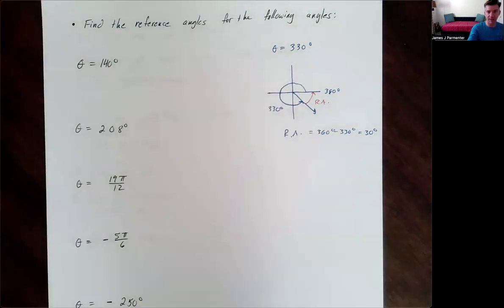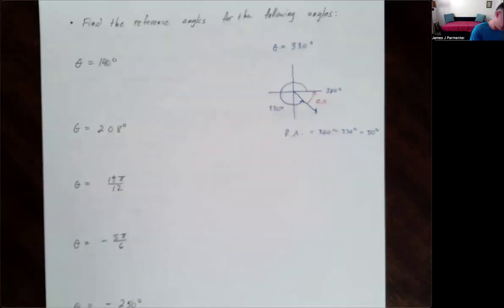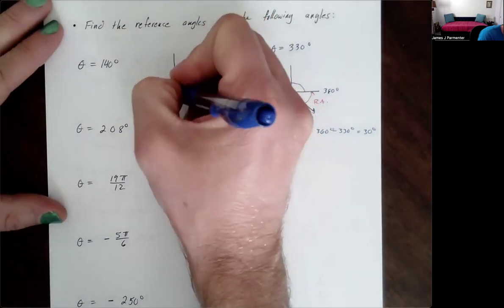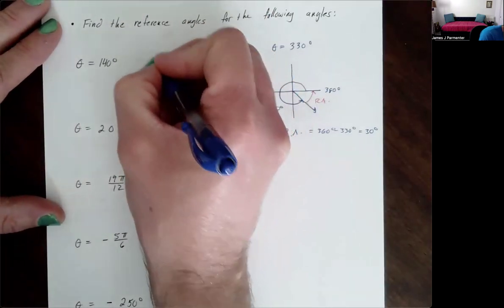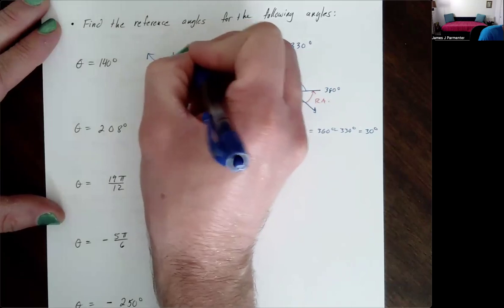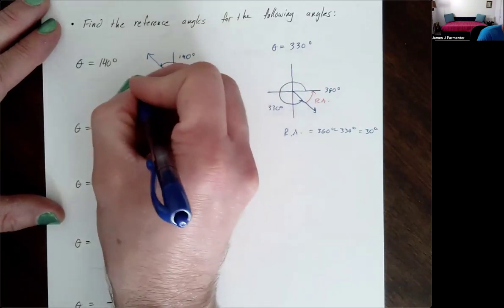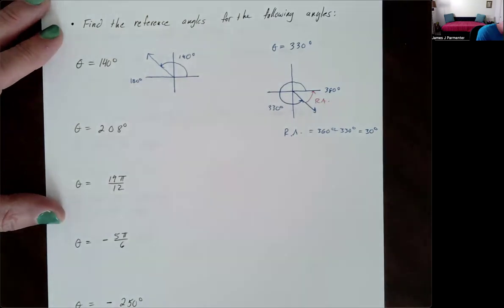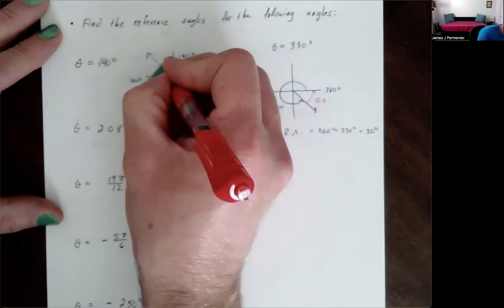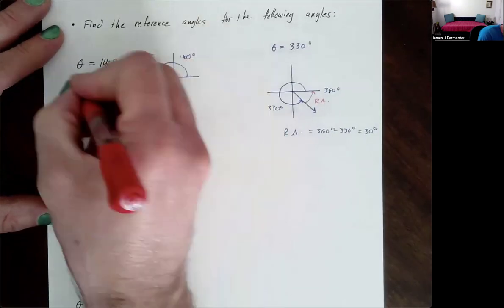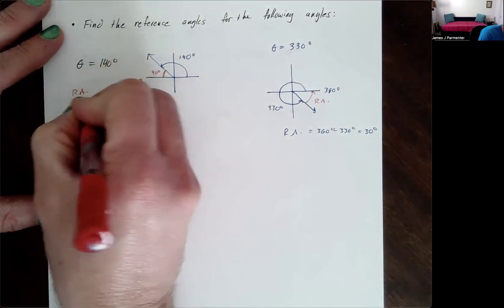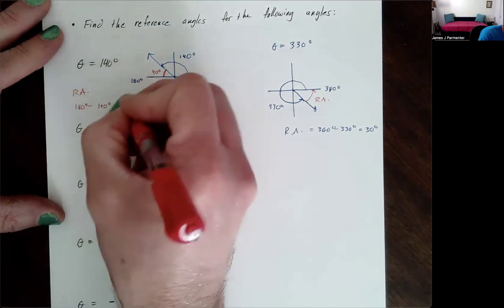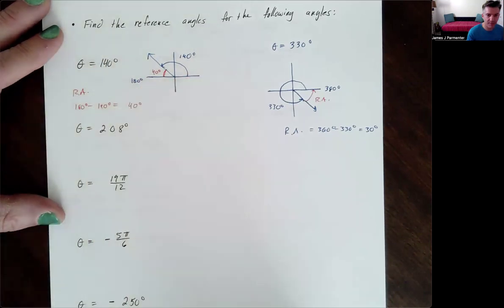And really, the easiest way to think about these, at least at first, is to draw them. So for 140 degrees, I'm thinking, okay, quadrant 2. There's my 140 degree angle. I'm trying to get to 180. The difference is going to be 40 degrees. Right, that's 180 minus 140, which is 40 degrees. So here my reference angle is 180 degrees minus 140 degrees, which is 40 degrees.